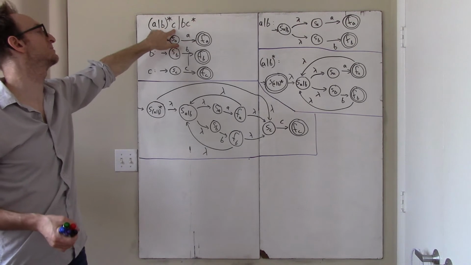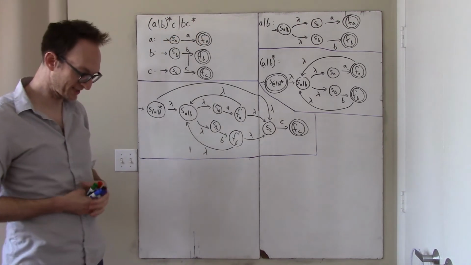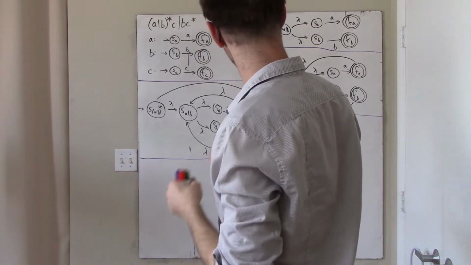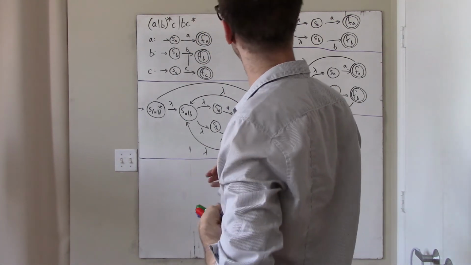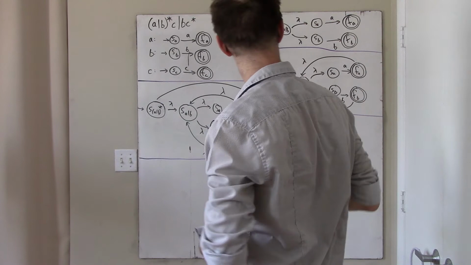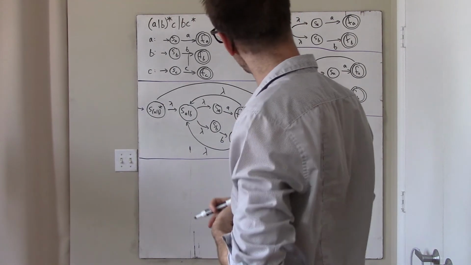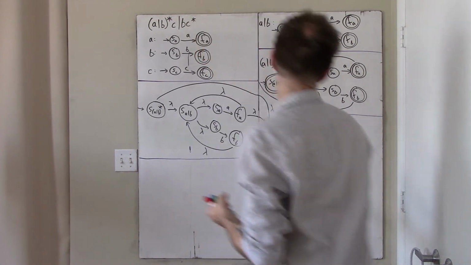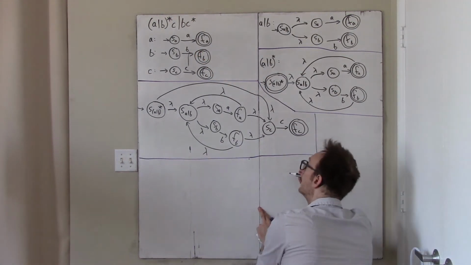Now I need to make BC star and then OR them all together. All right, you can't stop me. I will do it. And okay, what should I do first? Oh, I need to make C star. Okay, how? Trying to be strategic here, but okay.